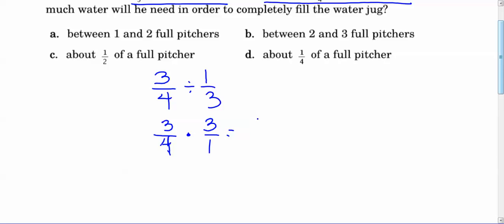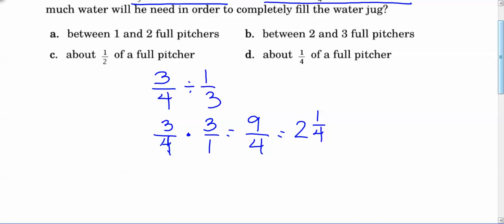All right, 3 times 3 is 9. 4 times 1 is 4. So 9/4 is the same as saying 2 and 1/4, 2 1/4. So, of course, that's not the answer. We've got to figure out what these say.